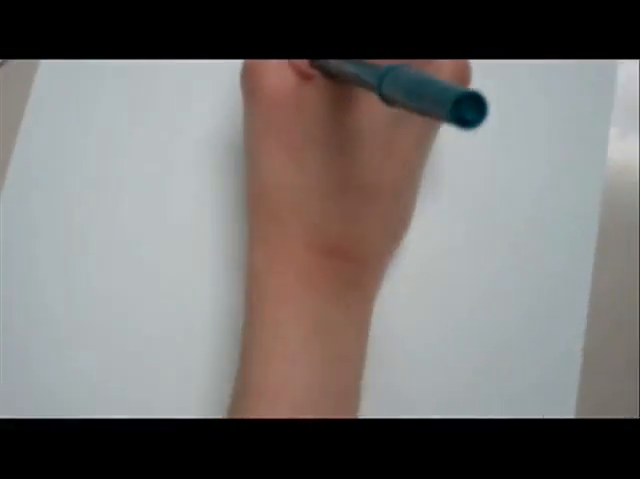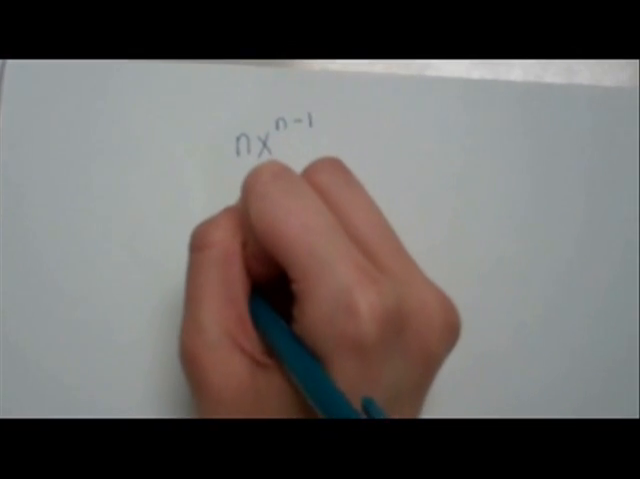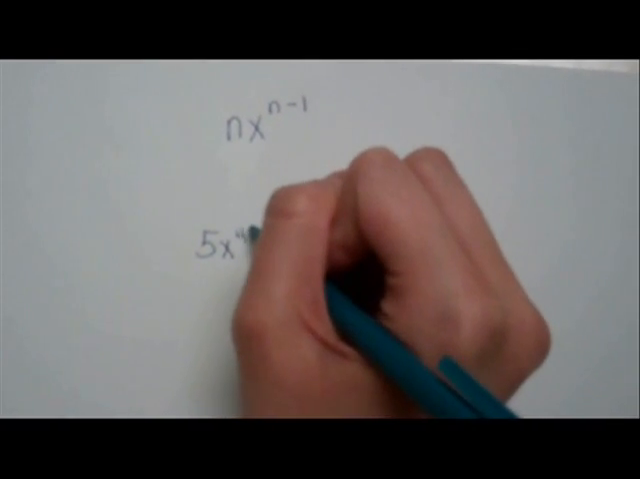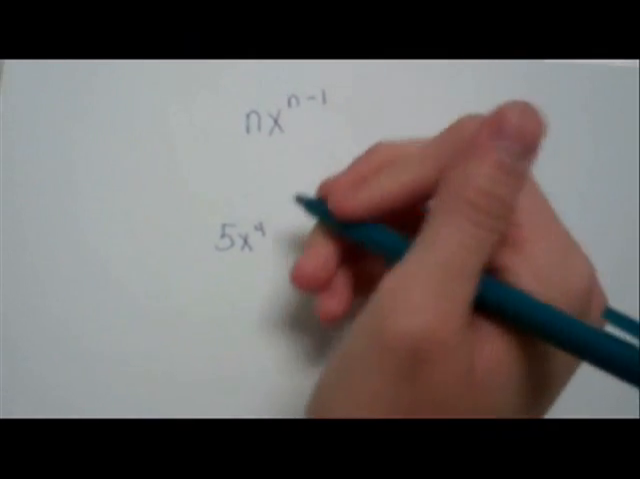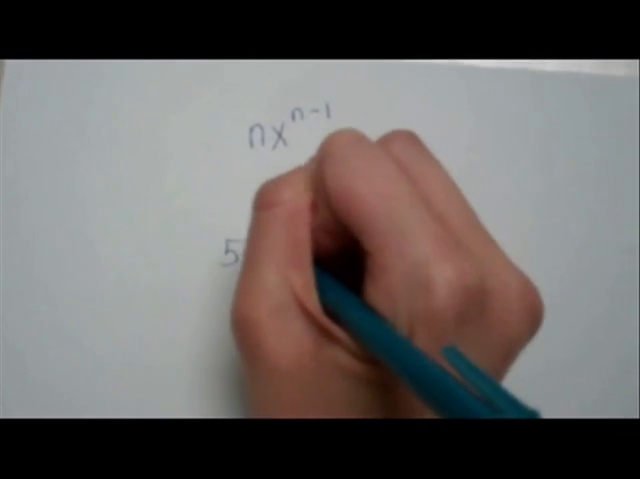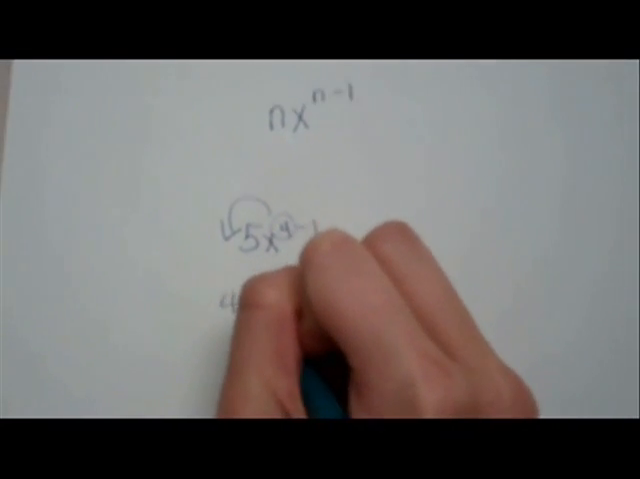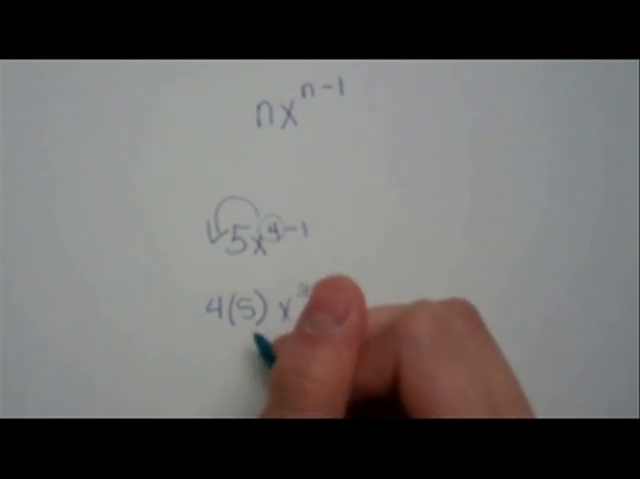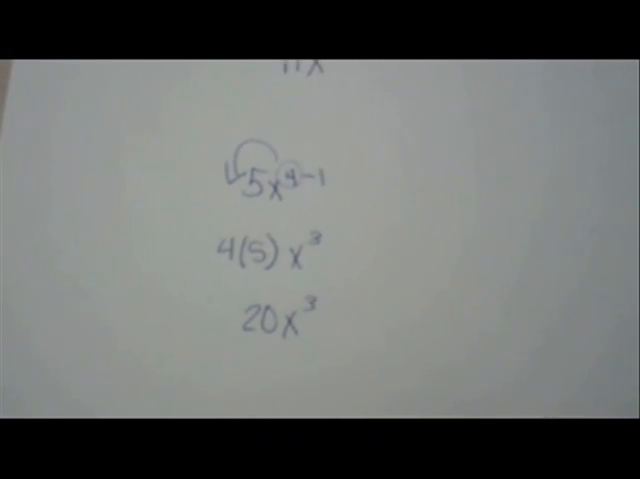Okay, so the power rule is nx to the n minus 1. If we were to find the answer for 5x to the 4th, 4 would be n. So you would replace n with 4 minus 1 and bring the 4 up front. It would be 4 times 5 times x to the third, and the derivative of 5x to the 4th would be 20x to the third.